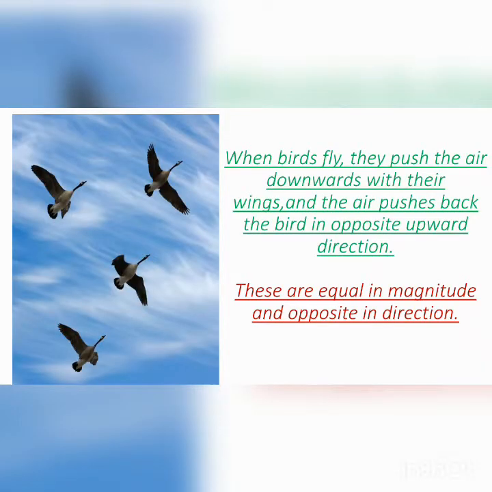When birds fly, they push the air downwards with their wings, and the air pushes the bird back in the opposite, upward direction. That is, the force applied by the wings of the bird on the air and the opposite force applied by the air on the wings are equal in magnitude and opposite in direction.